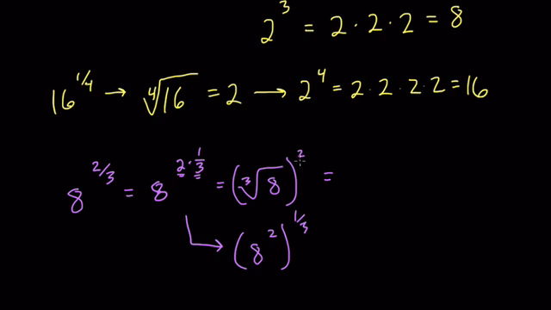So the third root of 8 squared, well, the third root of 8 is 2, we just said that, and then 2 squared, what's that? Well, that's 4. Or the other way around, 8 squared is 64, and what's the third root of 64? Well, what number times itself 3 times is 64? That's just going to be 4, and that's your answer.